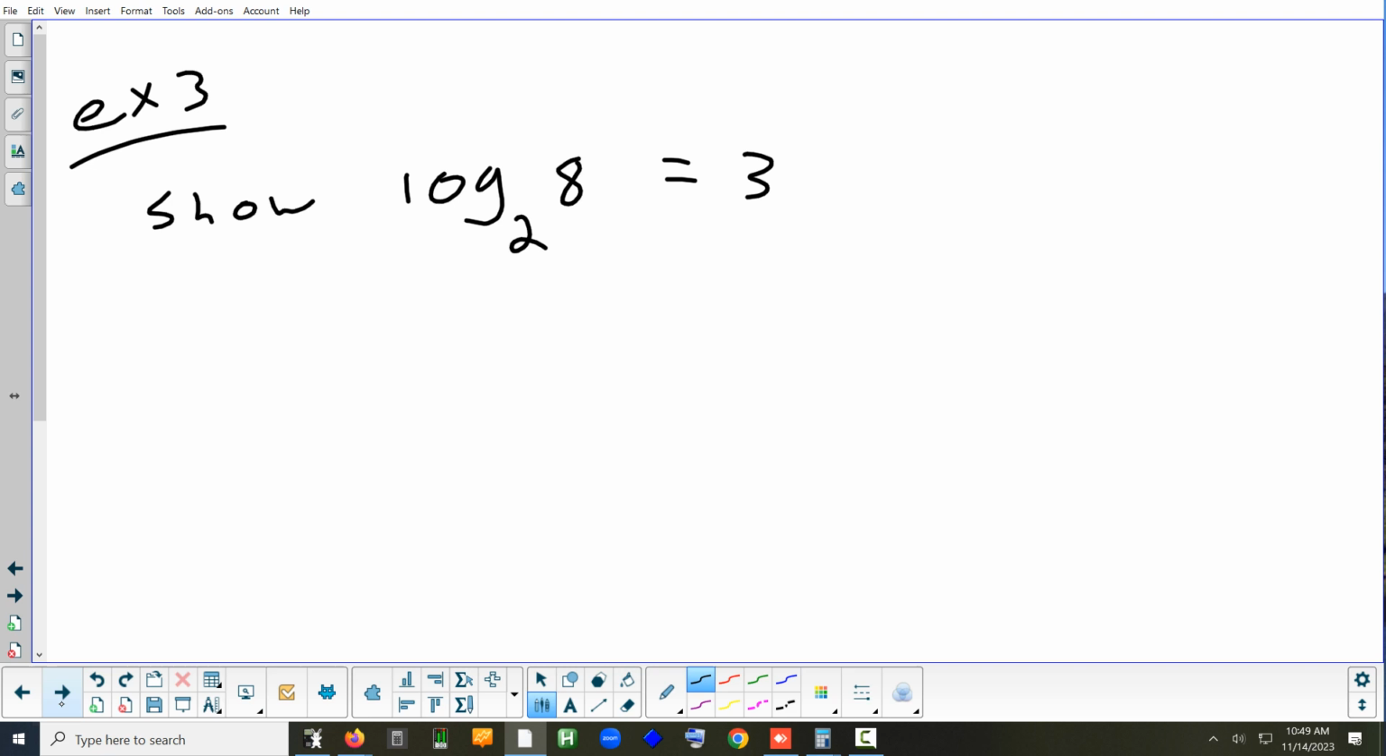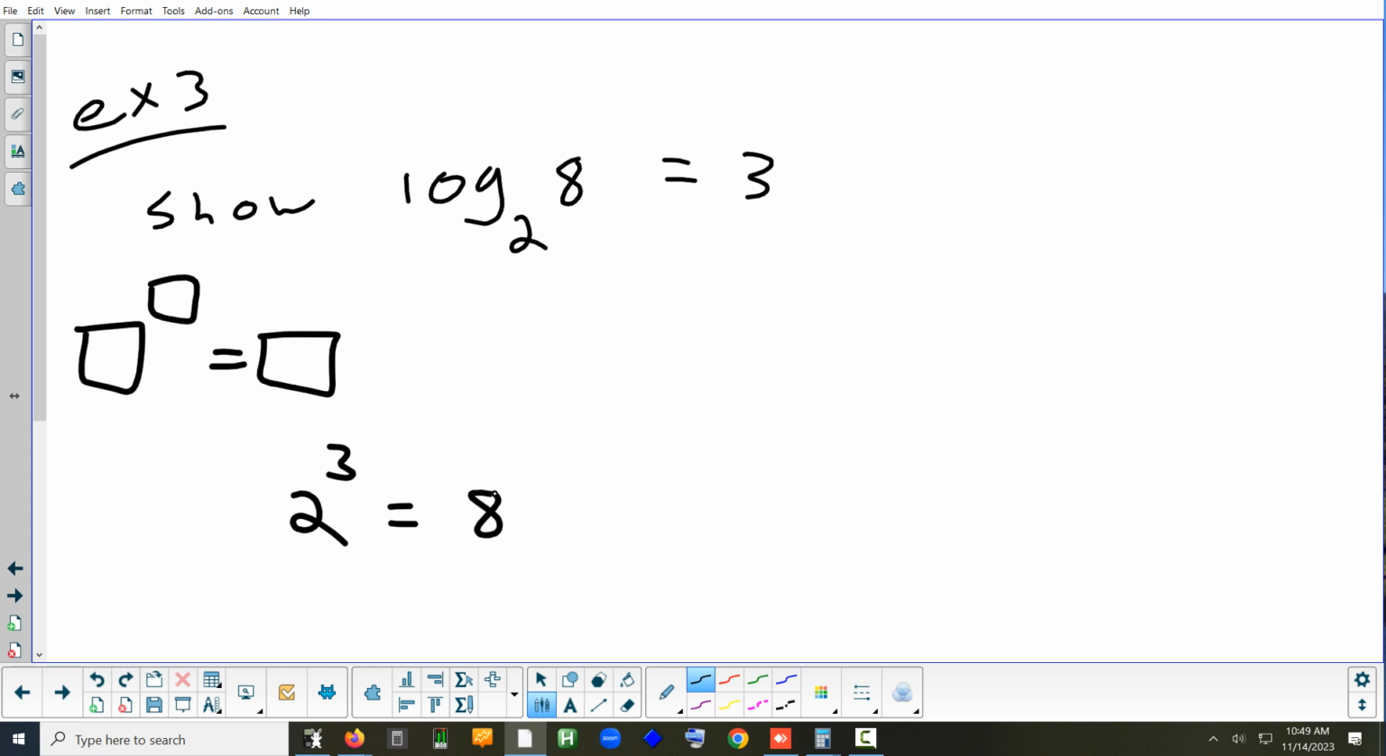So remember, exponential form looks like this. What's the base? 2. A logarithm always equals what kind of number? Your exponent. And what ends up by itself on the other side? The argument, which in this case is 8. So that's how you rewrite it into exponential.